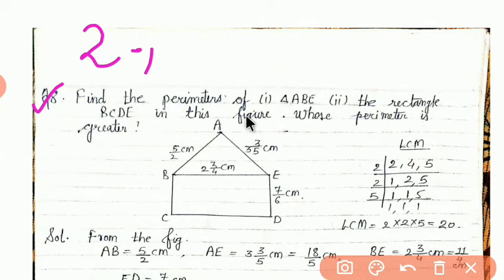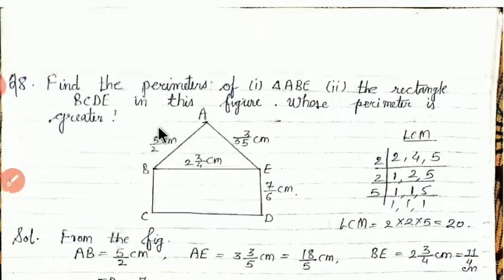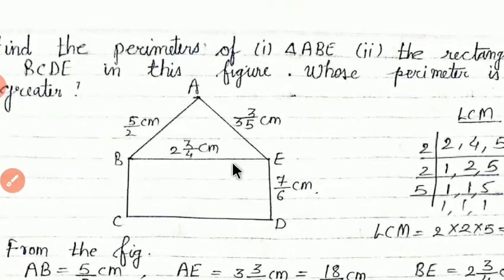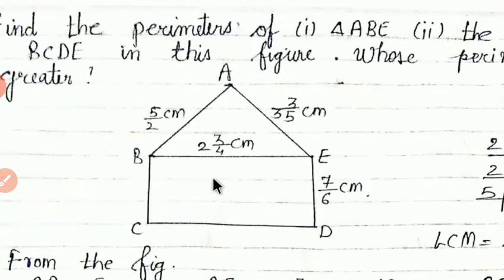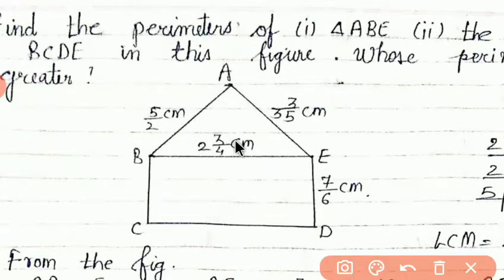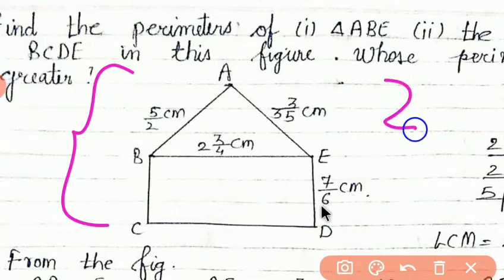Second one is the rectangle BCDE in this figure, whose perimeter is greater. Here you can see in this figure one triangle and rectangle both are given, where ABE is a triangle and BCDE is a rectangle. So let us solve the question.